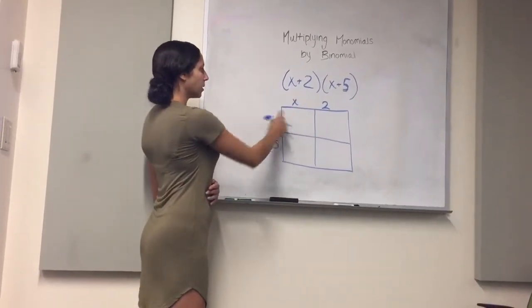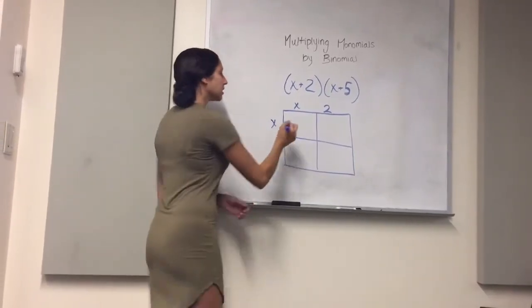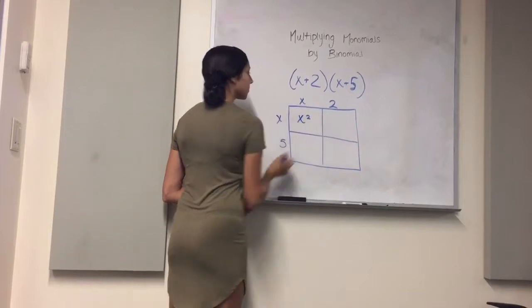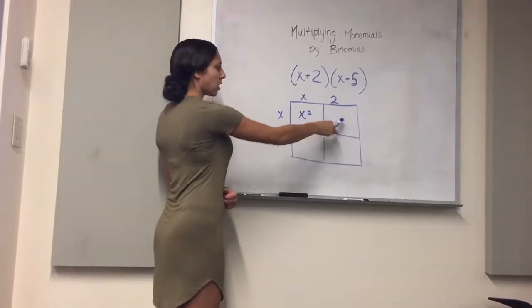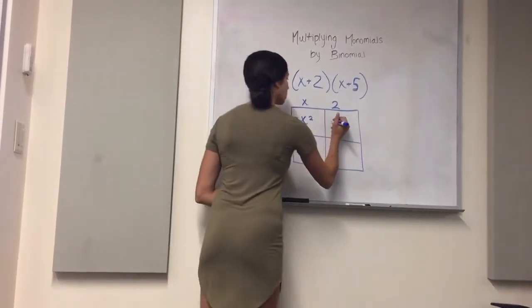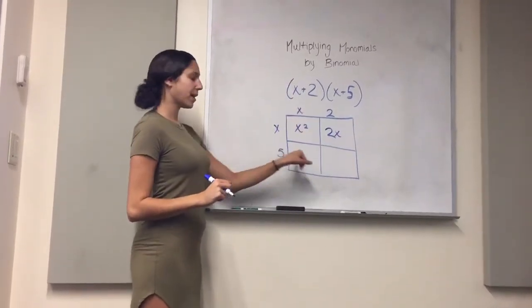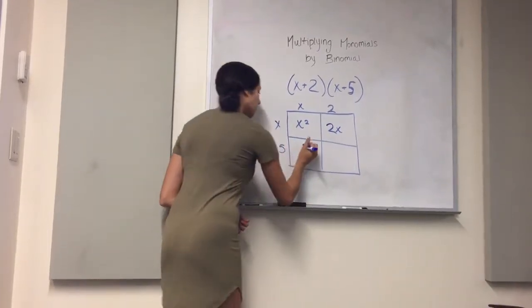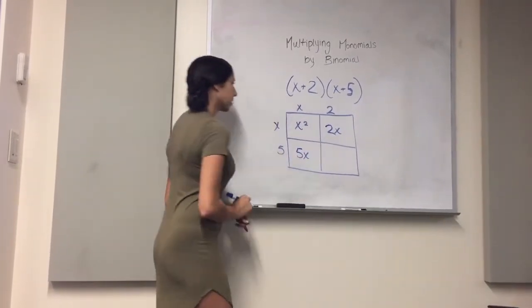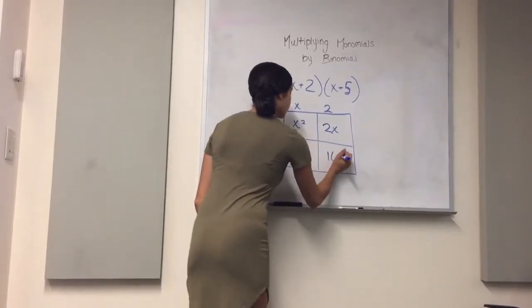So see, we have our x up here and our x over here. So we have our x and our x, so x times x would be x squared. Now in this box we're going to follow along, and we have our x and our 2. So we're going to do 2 times x, which is just 2x. Now in this box we're going to bring our x and match it with our 5. So 5 times x is 5x. And now we're going to do our 5 times our 2, and we'll have our 10.